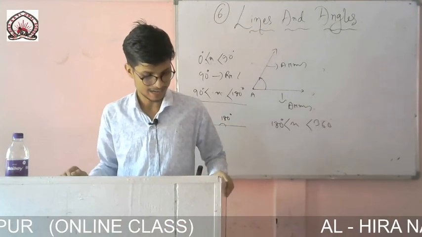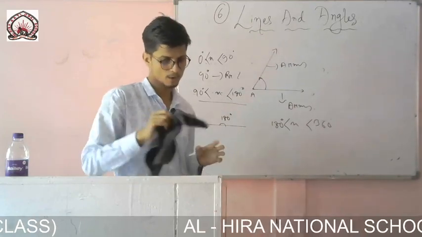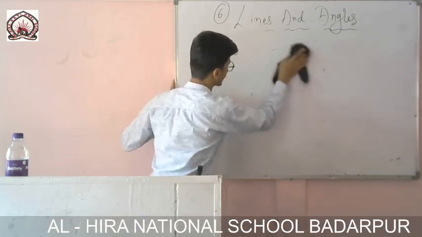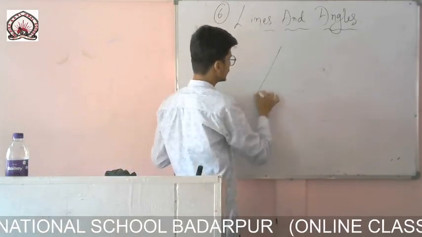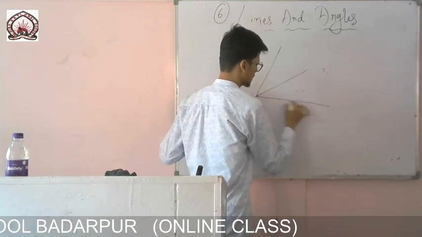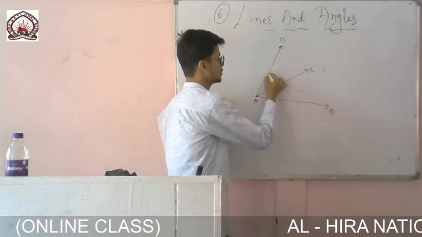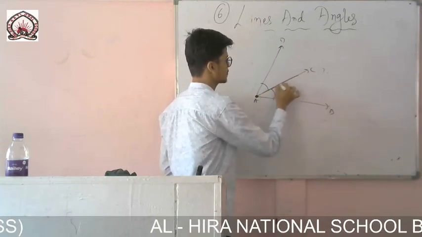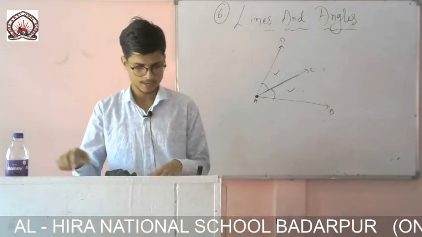Okay, then next comes adjacent angles. If they have a common vertex and a common arm, then we say that the angles are adjacent to one another. For example, if I draw an angle like this, A, B, C, D, I am just giving the names. So this one will be adjacent to that one because they have the common vertex and the arm. This arm is common to this angle and that angle also. So these two angles are said to be adjacent.